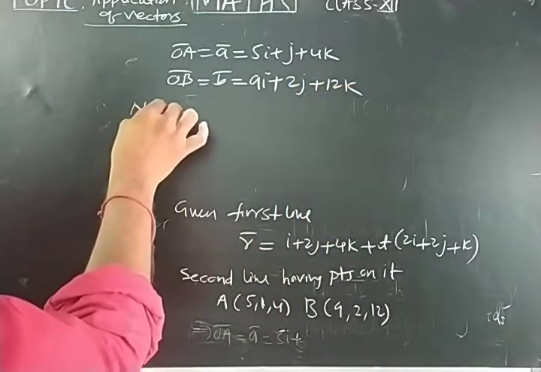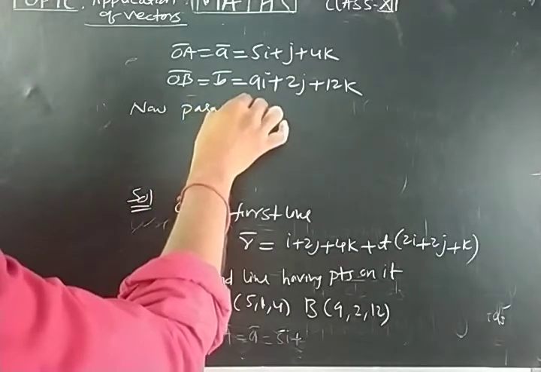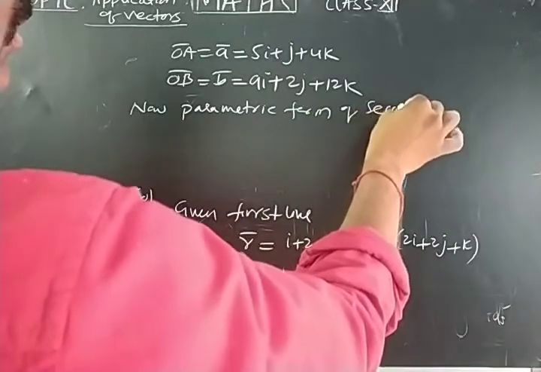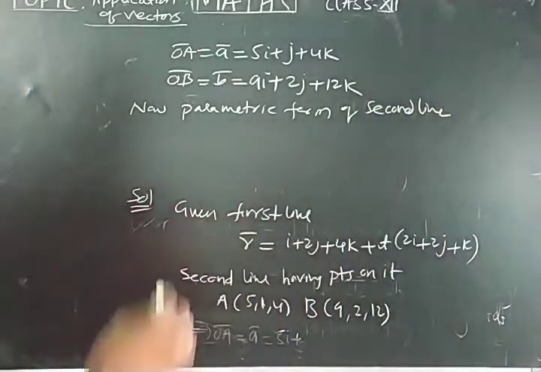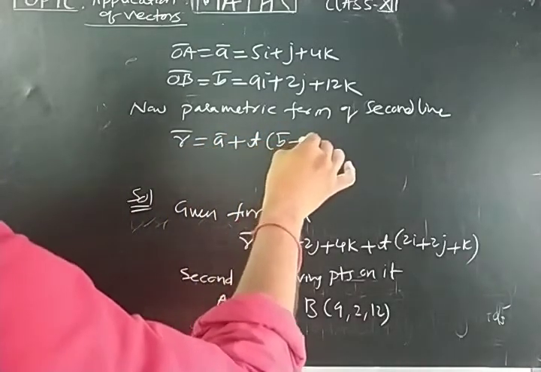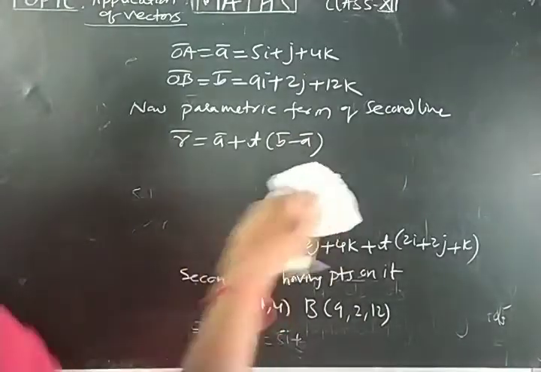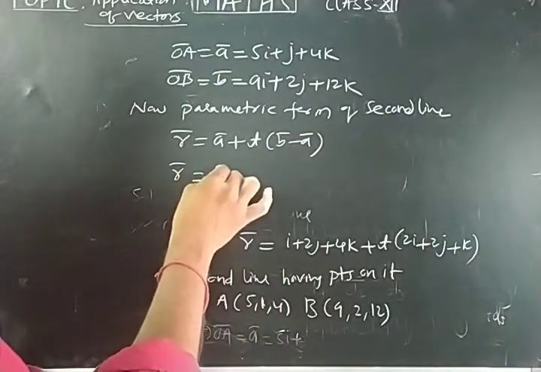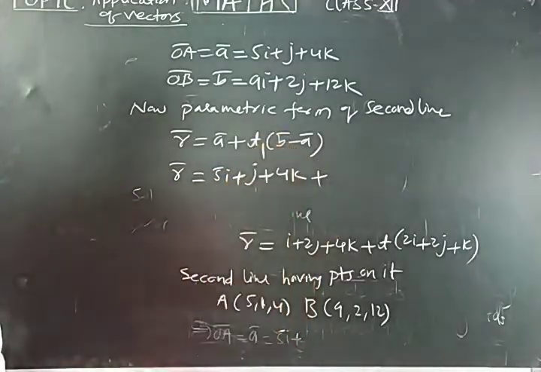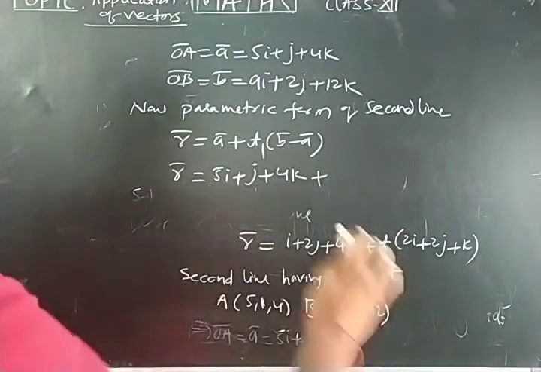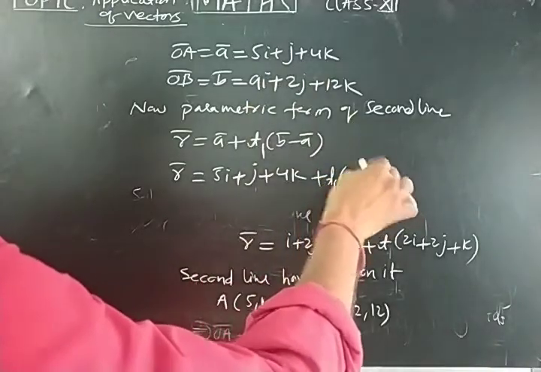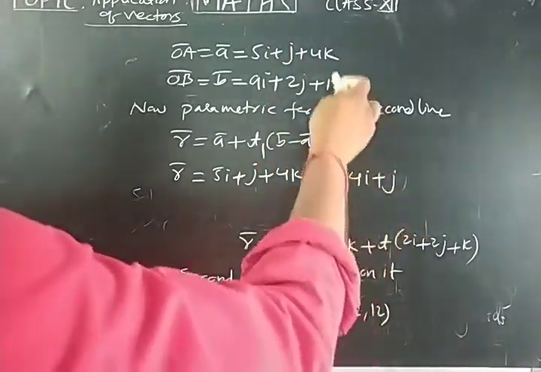Now the parametric form of the second line. What is the parametric form? r bar equal to a bar plus t into (b bar minus a bar). So r bar equals 5i plus j plus 4k plus t1 into (b bar minus a bar). Why t1? Because for the first line we have t, so I am taking this as t1. b bar minus a bar is 4i plus (2 minus 1) j, which is j, plus (12 minus 4) k, which is 8k.